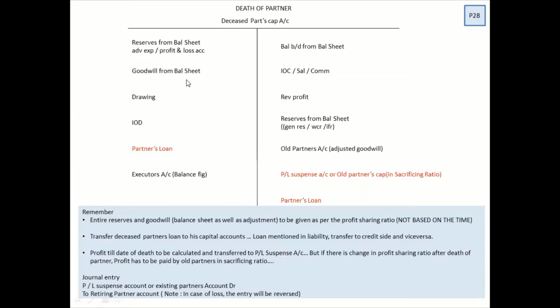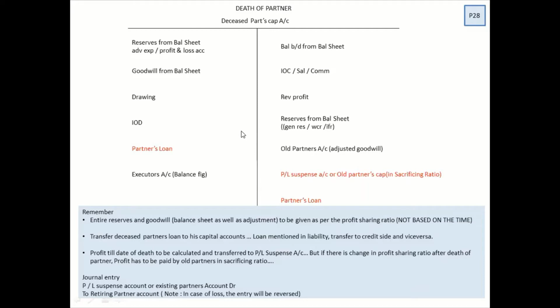Goodwill from the balance sheet. Again, one more item which we post in the debit side, only the share of the partner. We have done this in change in profit sharing ratio, admission as well as retirement. This goodwill has got nothing to do with the adjusted goodwill. This is your old goodwill which you write off by debiting the partner. Drawings, IOD is your interest on drawings.